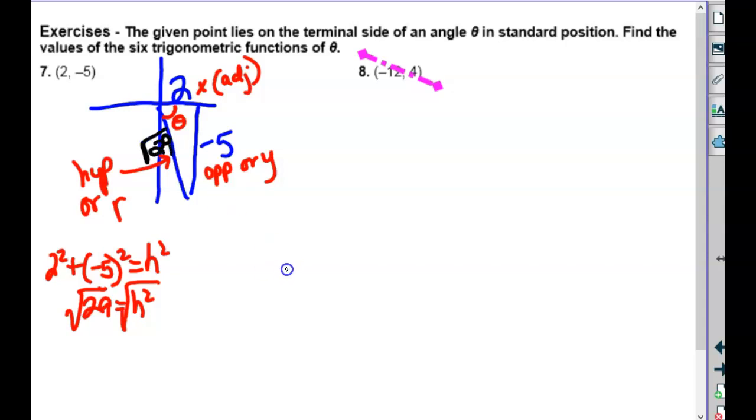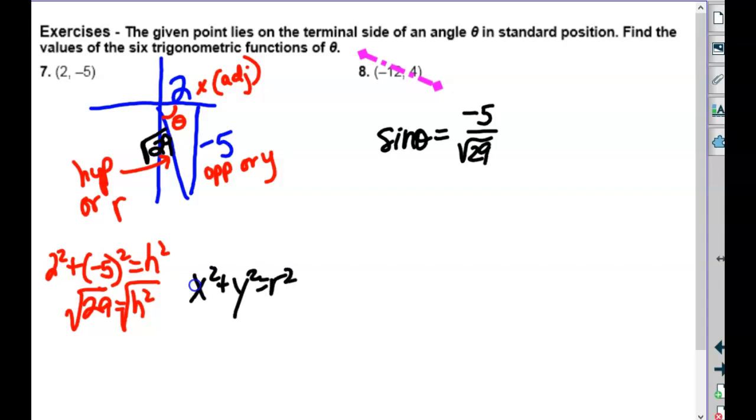All right, we want all 6 trig functions. So we have the sine. Sine, guys, practice. Sine is y over r. Y was -5 from the ordered pair, over square root of 29. If you didn't even want to draw this, in theory, you could have done 2 squared, x squared plus y squared equals r squared. I always draw.